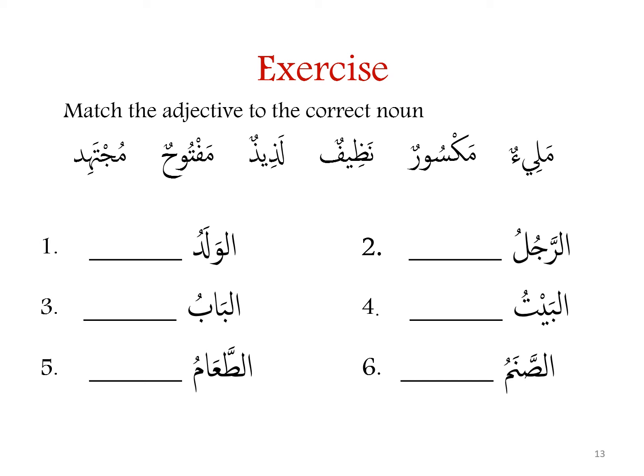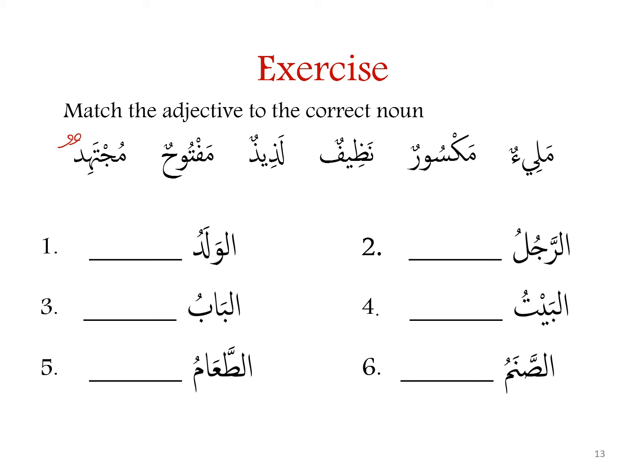So there's obviously a context for each adjective in any language. So to go through meanings, we have mali'un, which means full. So when something is full. Maksurun, which means broken. Nadhifun means clean. Ladhidhun means delicious or tasty. Maftuhun means open. And mujtahid, well, this should have a tanween at the end. Mujtahidun means hardworking, you can say.